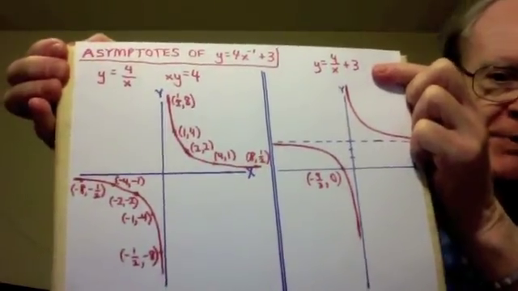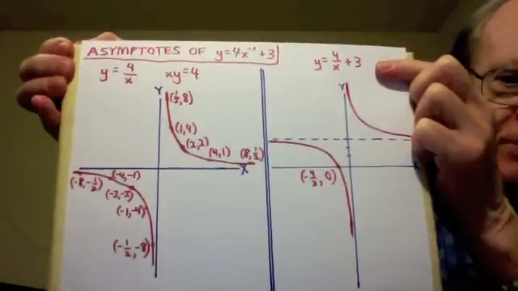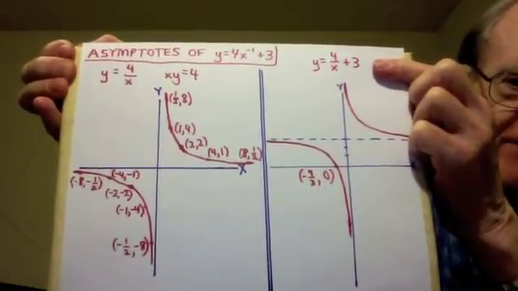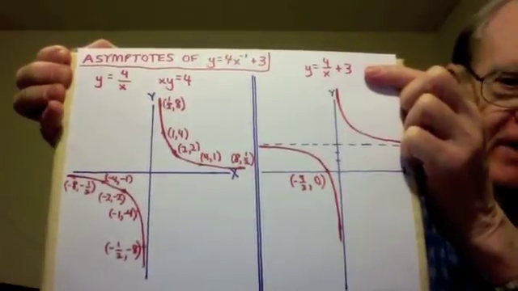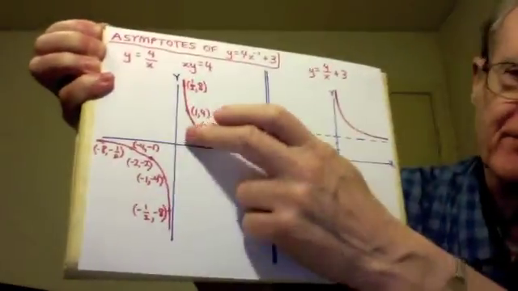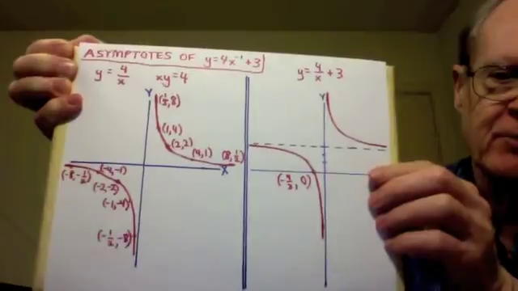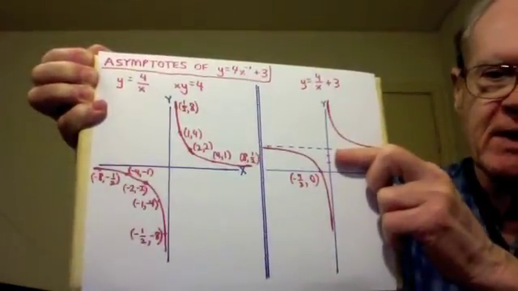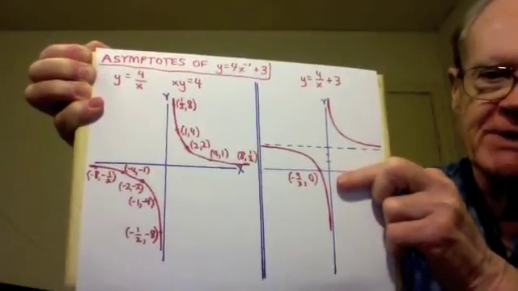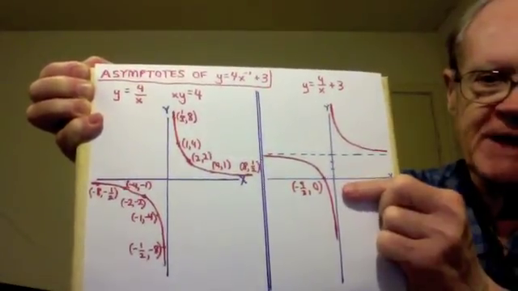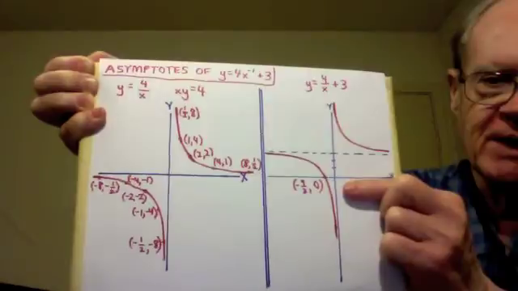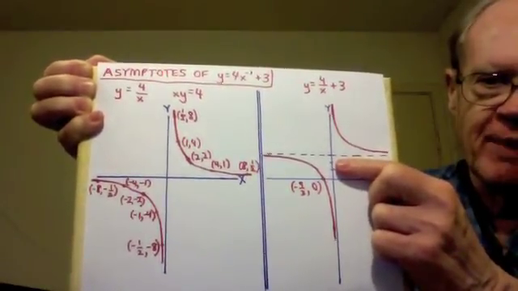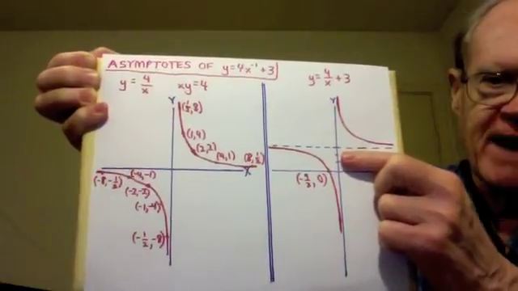Now we put that plus 3 on the end of the equation. What does that do? Well, for the same x's, the y's of this graph are now 3 units higher than those of the graph over here. And that simply raises this graph 3 units. The y-axis remains an asymptote, but the x-axis is no longer an asymptote. Instead, the horizontal asymptote is 3 units higher, as shown by this blue dash line.